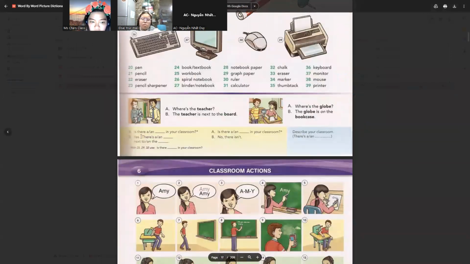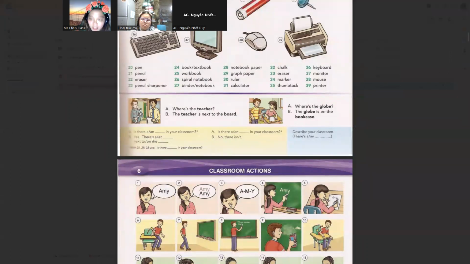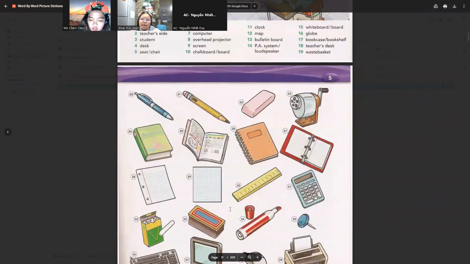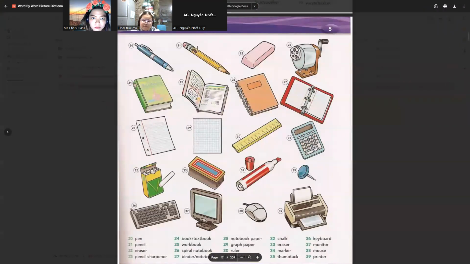So how about this one? Elsa, can you tell Miss Cha what are the things that there are and aren't in your classroom? I want you to describe your classroom.